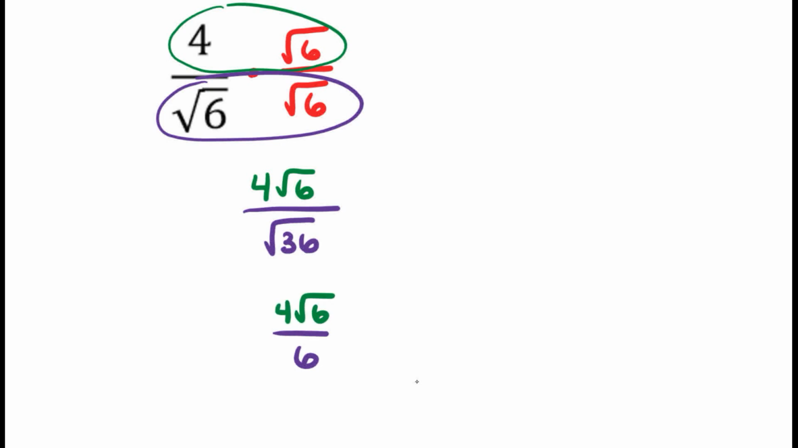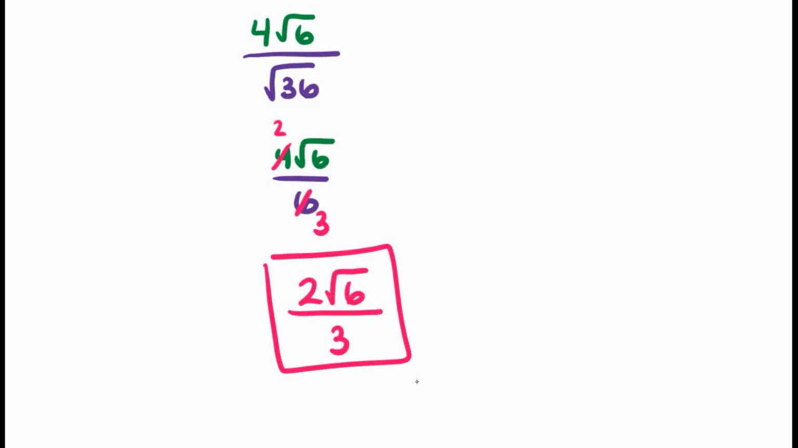So at this stage, you think, well, can I simplify any more? Can I simplify that root 6? No, 6 doesn't have any perfect square factor. Can I cancel anything from the 4 and the 6? Yes, I can cancel out a factor of 2. So my final answer for this one is going to be 2 times root 6 divided by 3.